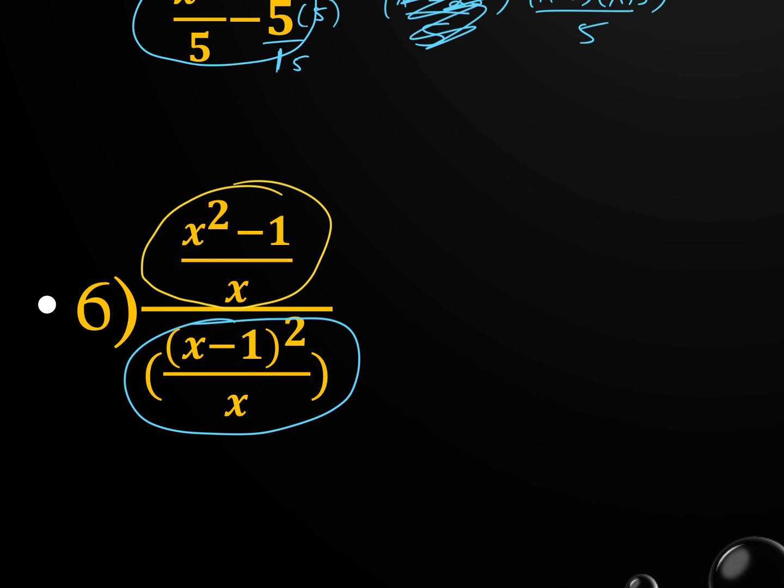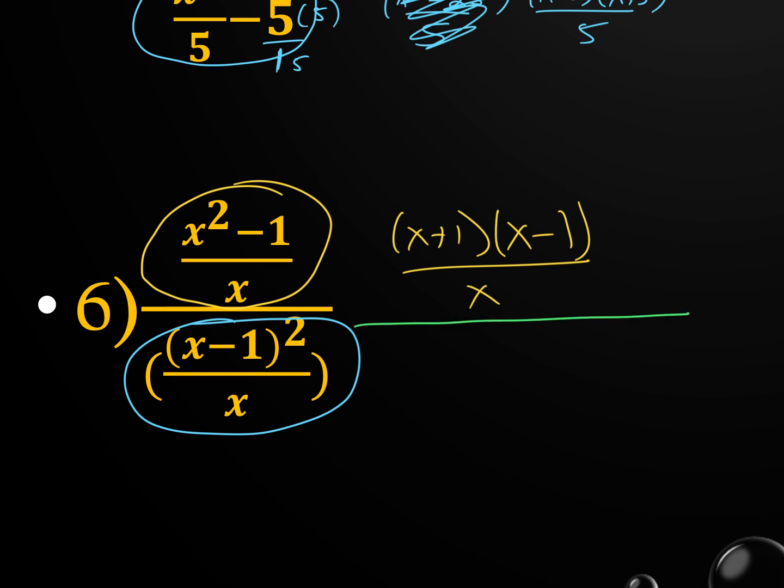X plus 1, x minus 1, and this is all over x. So you have your fraction bar. What does my denominator look like? Another way I could look at it is x minus 1 quantity squared, x minus 1 times x minus 1. That's telling me, hey, I have two of them.